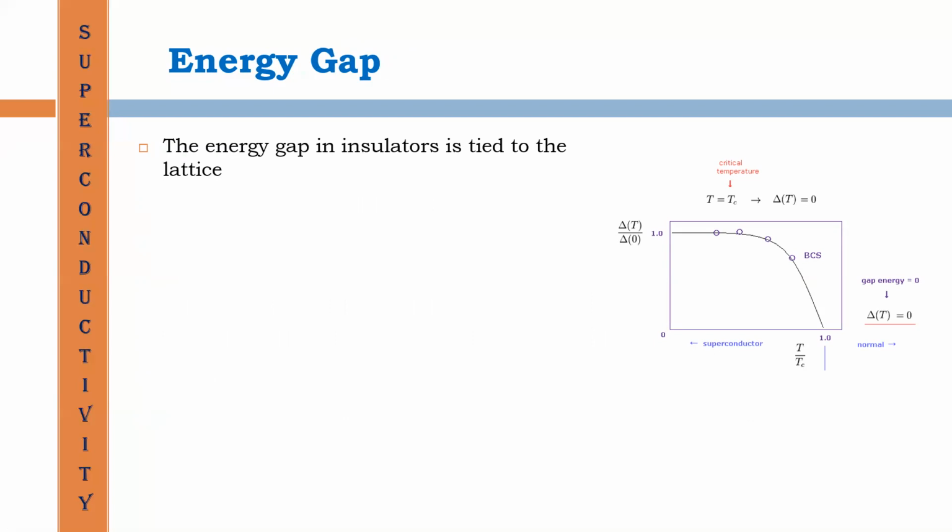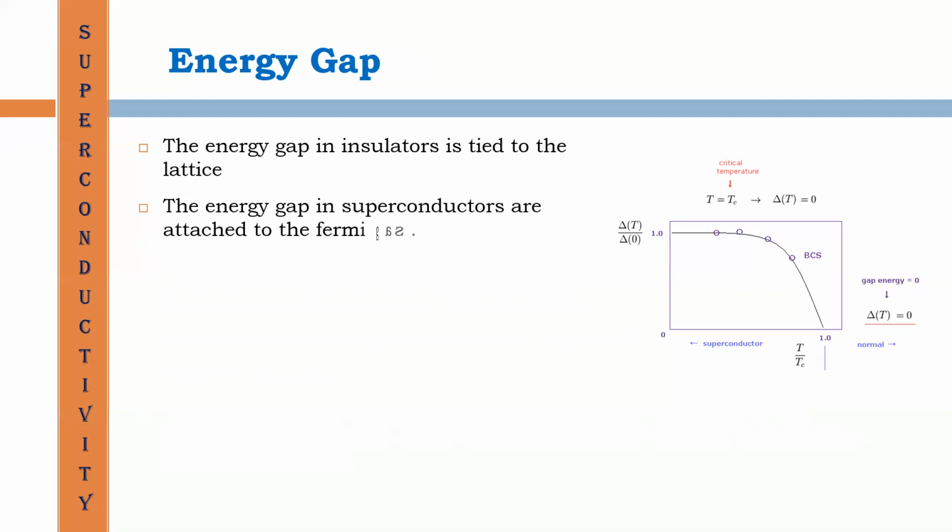The energy gap in insulators is tied to the lattice. And the energy gap in the case of superconductors is attached to the Fermi gas. The current flows despite the presence of a gap in the case of superconductors.